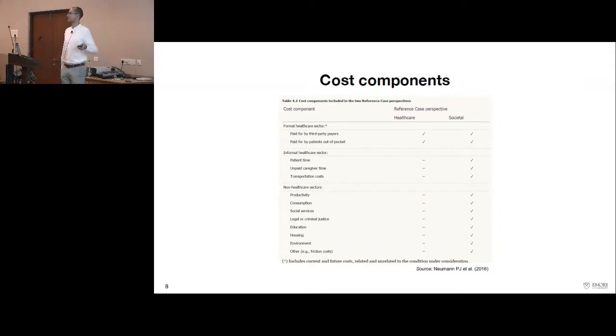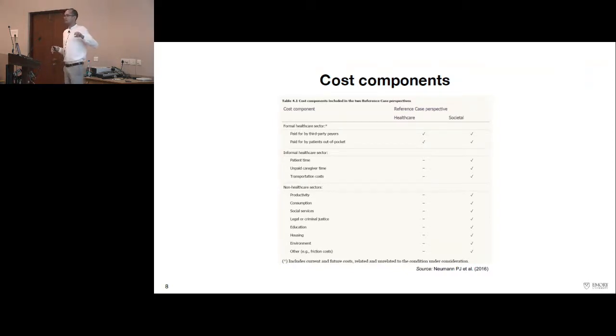This table is taken from the most recent book on recommendations for how to do cost-effectiveness analyses. It's called Cost-Effectiveness in Health and Medicine. It's written mainly from the US perspective, but the methodological approach translates to all countries. It shows you the comparison of the types of costs that you should or should not consider, depending on the perspective.